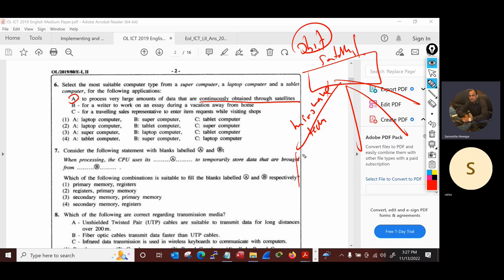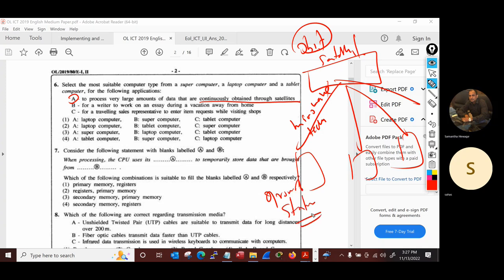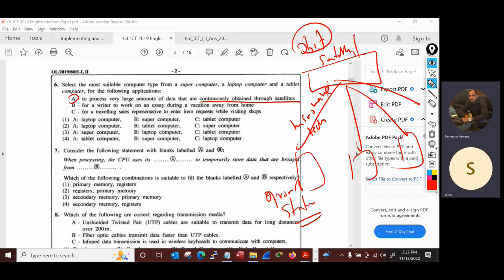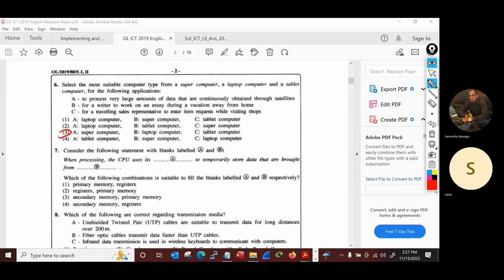The data is sent from space to our ground level, to ground stations. So that's what they are meaning. From the satellite to the ground station, they are transferring data. So they are going to process a very large amount of data. It's big data, right? So you can't do it on a laptop computer. So you can remove these two answers. You can't do it on a tablet computer either. Actually, from the first one you can get the correct line. Got it? The answer would be 3.